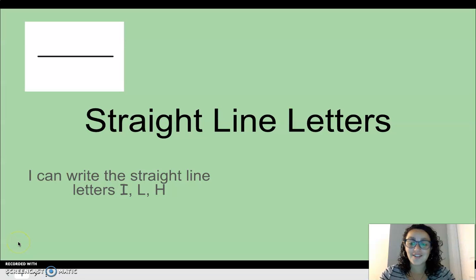We are going to start our handwriting with our uppercase letters. I'm so excited. Today we're going to look at only letters that have straight lines, and those letters are I, L, and H. So let's get started.